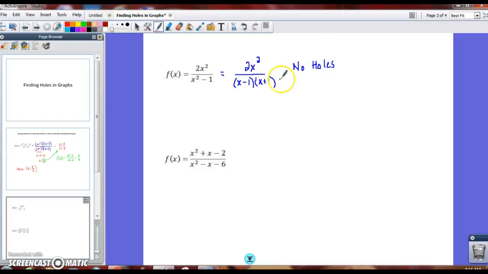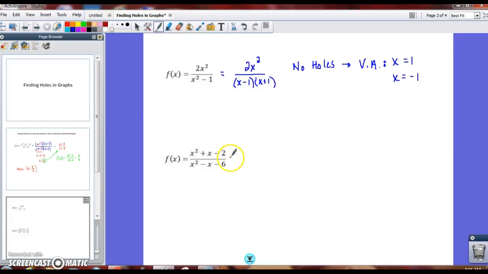Okay, because in order to have a hole, you have to have canceled something. But since I have no holes, that means I will have vertical asymptotes at x is equal to 1 and at x is equal to negative 1. Okay, so that's the idea. Once you factor it, if you can't cancel anything, then you have no holes. You take everything in the denominator and set it equal to 0 to find your vertical asymptotes. If you have a hole, then where there's a hole, there will not be a vertical asymptote.